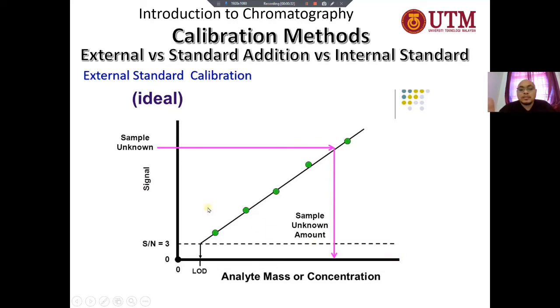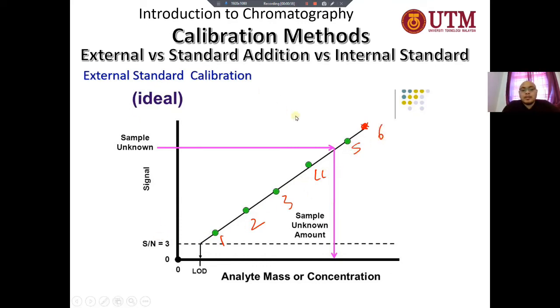For any kind of analysis, you need to use at least 5 points. But in normal practice, you need to use 6 calibration points. For example, 1, 2, 3, 4, 5, and 6 ppm.